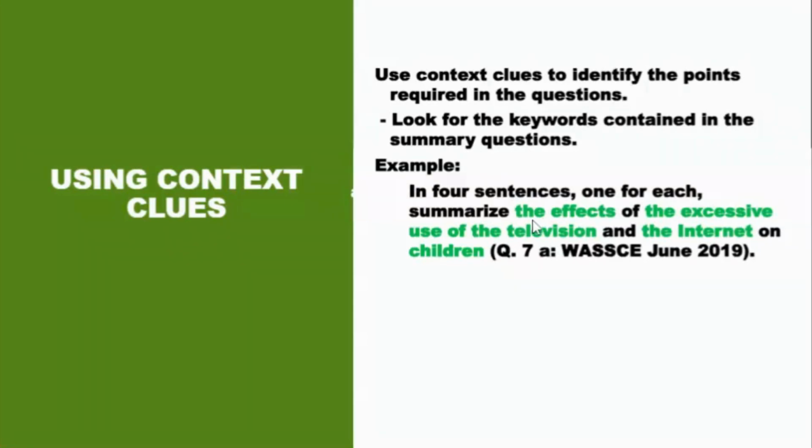Now, the words and phrases in green are the key words. So the effects of excessive use of the television, the internet, children, these are the key words. So what you need to do with this is that once you take note of the keywords, as you start reading the passage, you'll be looking for these keywords. When you find them in the passage, that is a clue, that is a signal that this is where the answer can be found. Okay, so you extract the ideas from there.